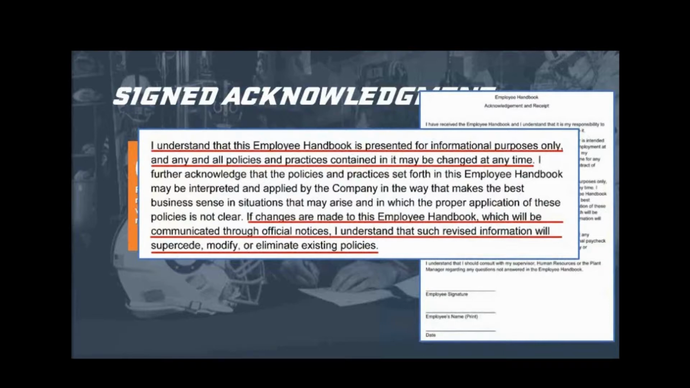Yeah, okay. Just wanted to make sure everyone had it. So, it should read something to the extent that I understand that this employee handbook is presented for informational purposes, and then that they understand what it means to them, that they've read it carefully.